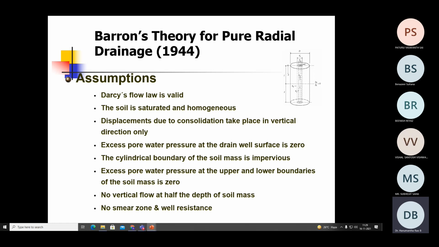The basic distinction between different theories is that a few theories have considered the smear effect, a few have considered the well resistance effect, and a few work only in homogeneous soil, non-homogeneous soil, layered soil, and so on. Somebody has attempted different parameters, like considering only Darcy's flow, while others have considered non-Darcian flow. So all these are assumptions.